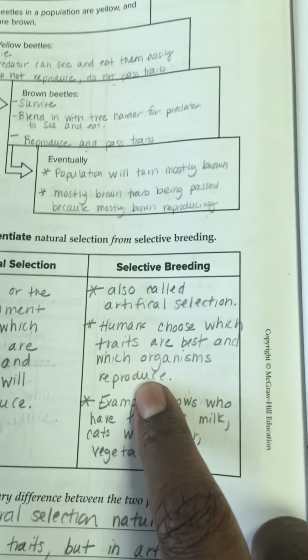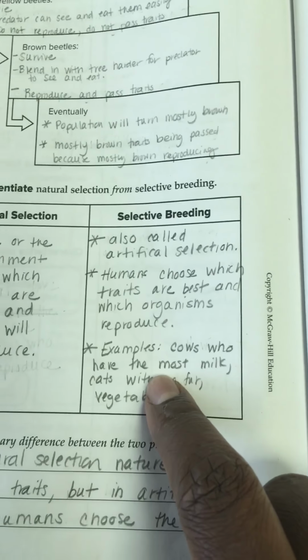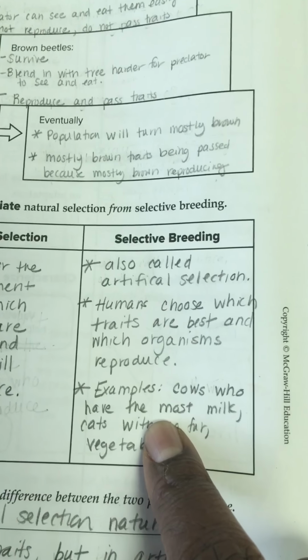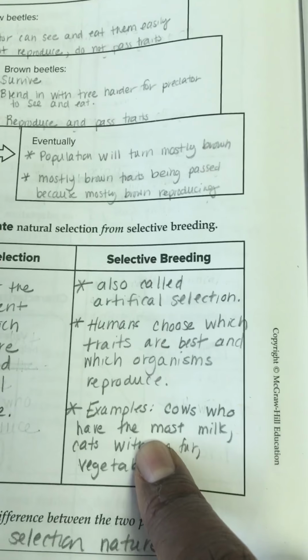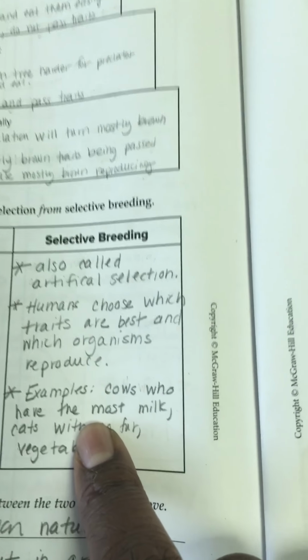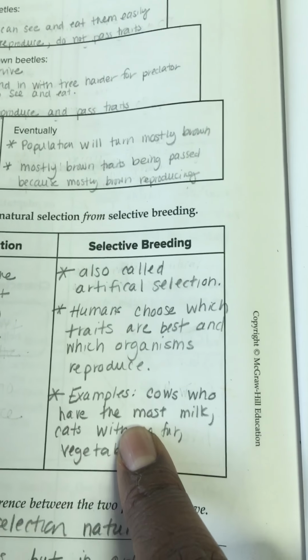And we choose the traits that we want depending on, for example, we drink milk, and we want the cows that make the most milk. So we choose the cows who make the most milk, and those are the cows that we actually let have babies, so we can make a population of cows that actually give us a lot of milk, because we use milk for a lot of things.